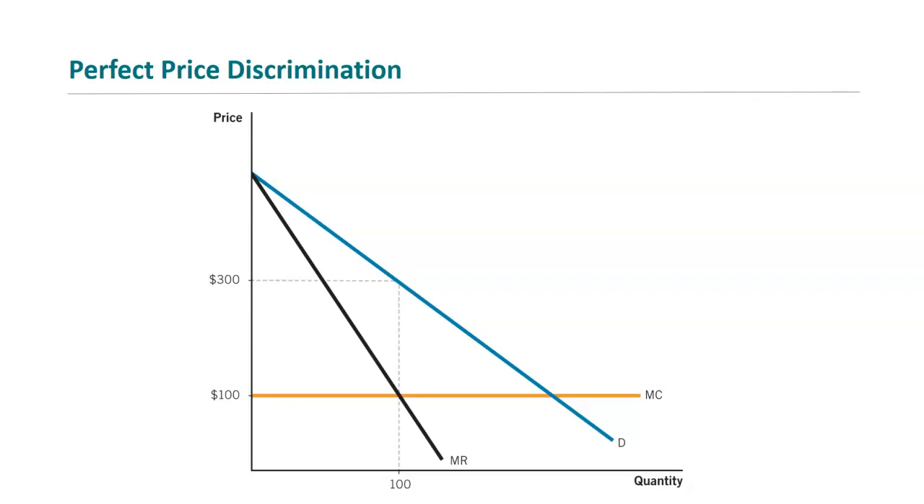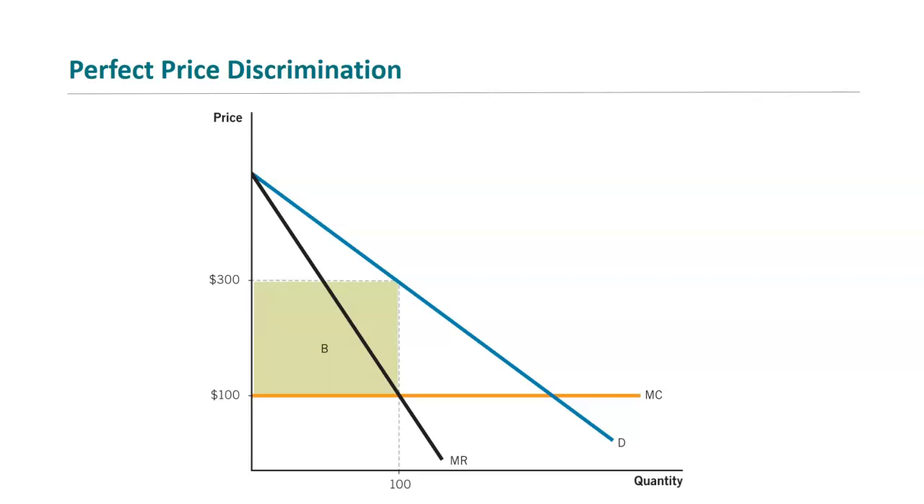So if this is a single price monopolist, they will choose their level of output where marginal revenue equals marginal cost, 100, and charge a price equal to the height of the demand curve at that level of output. And this area B will be their profit, right? The space between the price and the cost of producing their product.